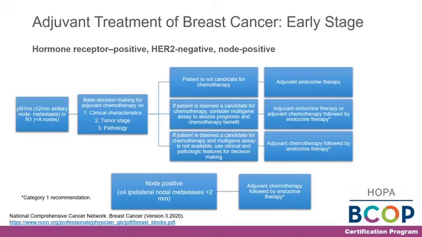I'd like to point out here too that the asterisk indicates a category 1 recommendation. And in these patients who are not candidates for chemotherapy, adjuvant endocrine therapy is recommended. For patients who have node positive breast cancer, which in this case is considered to be greater than or equal to 4 ipsilateral nodal metastases, the recommendation is to offer adjuvant chemotherapy followed by endocrine therapy.